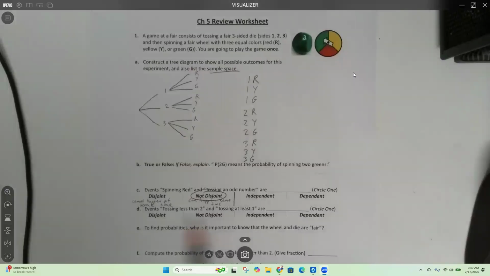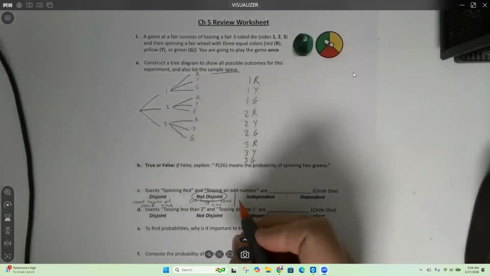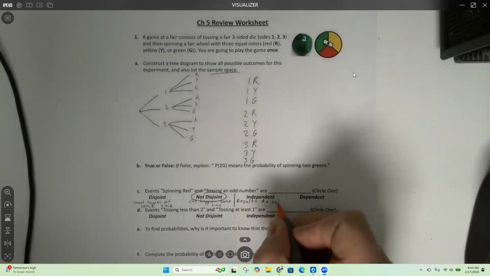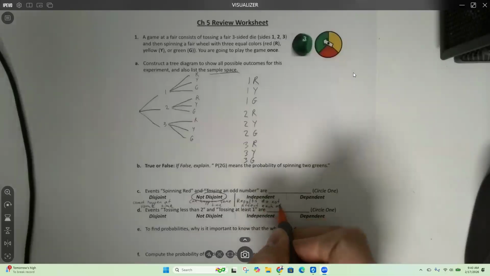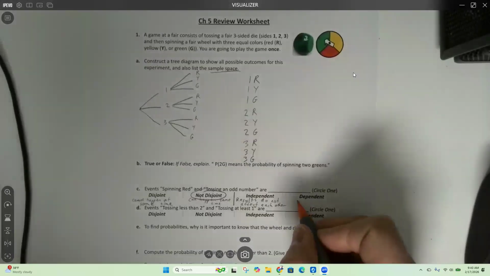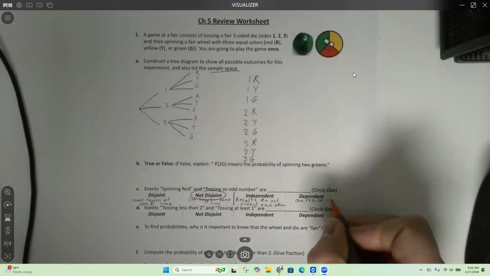Now, I've already answered the question, but I haven't even talked about independent and dependent. Independent and dependent are a different concept. And this should have been written as two separate questions. I apologize. So, independent means that the results do not affect each other or interfere with each other. Dependent is the opposite. Dependent means one result changes the other.